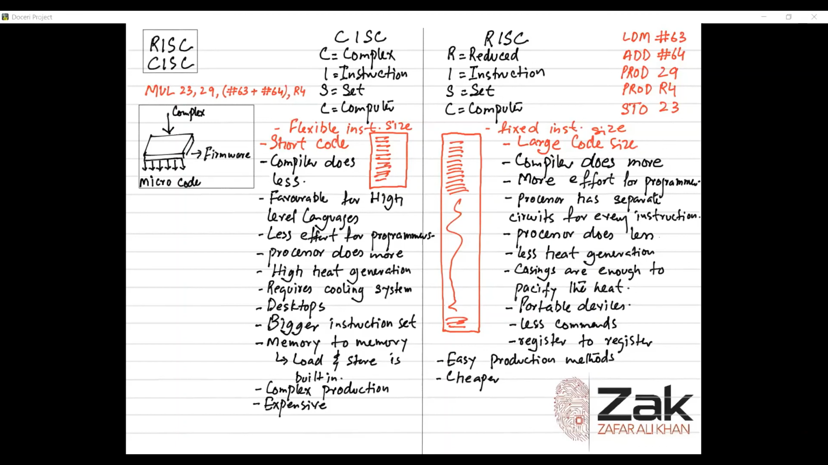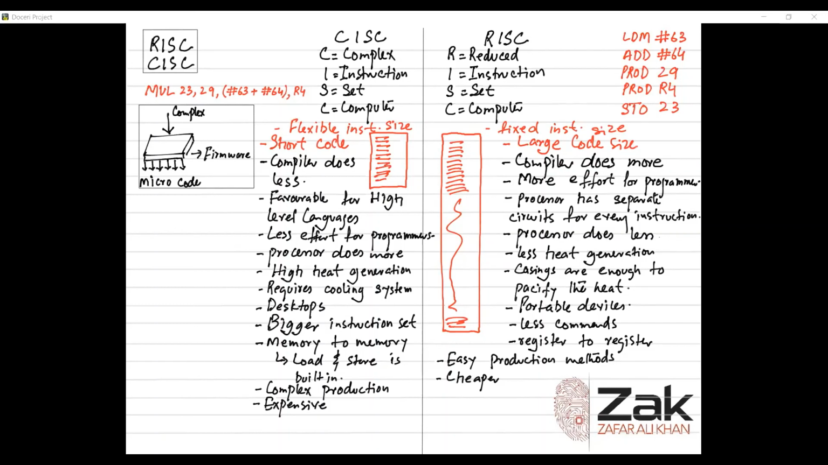Whereas in CISC what happens that we actually don't load and work and put it back, rather we say that pick from this memory address and store in this memory address. So what is happening over here, if you pay attention, pick from 29 from R4, take these two, and then result will be put back at the memory address mentioned over here at the start. So it means that this is memory to memory.